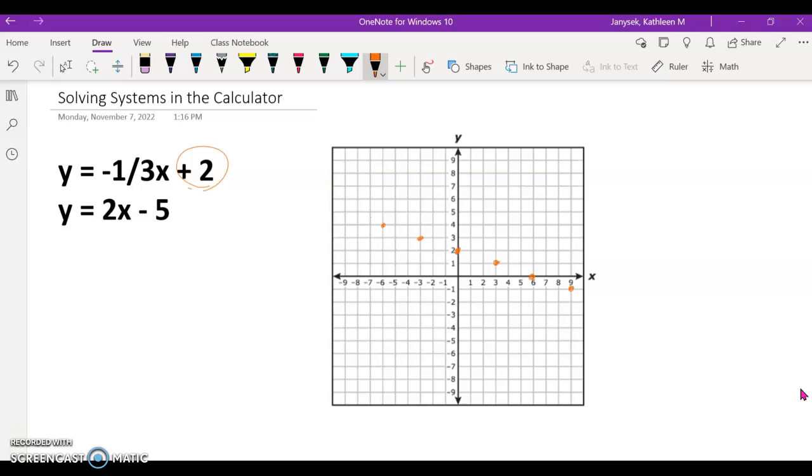There's our first line. Sorry, it's not 100% straight. And then we would do the same thing with the other line. We have a y-intercept of -5 and a slope of 2. Remember, 2 is actually 2 over 1, so we are rising 2, running 1.